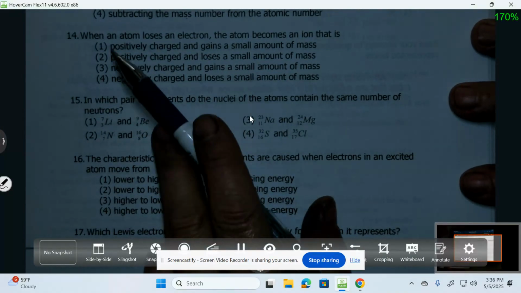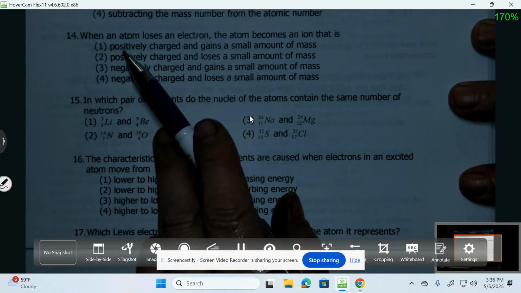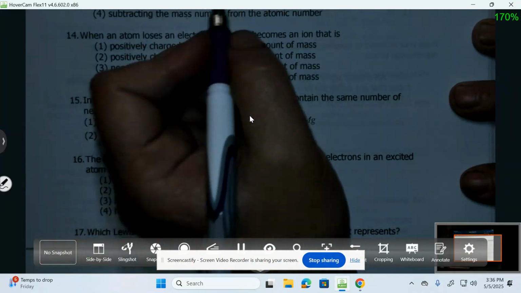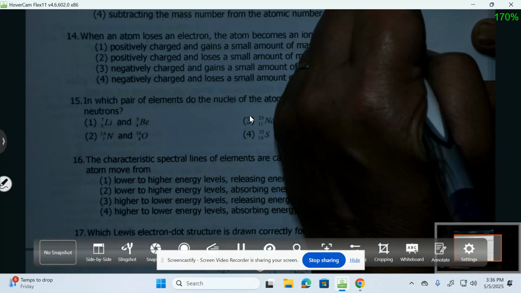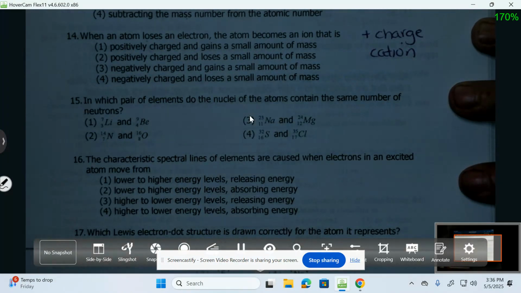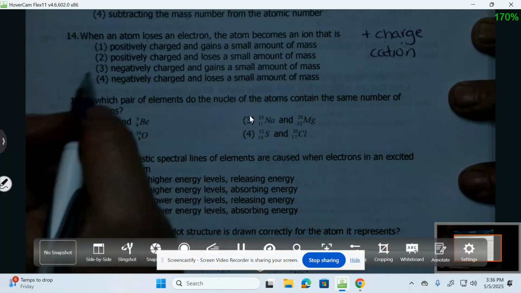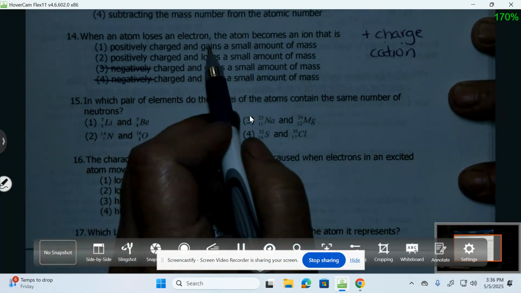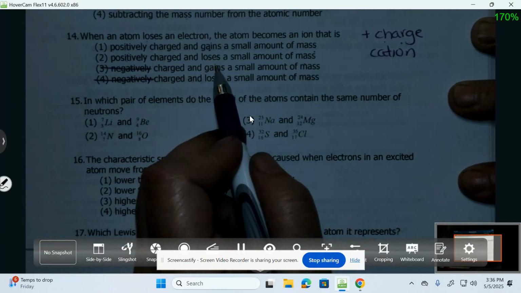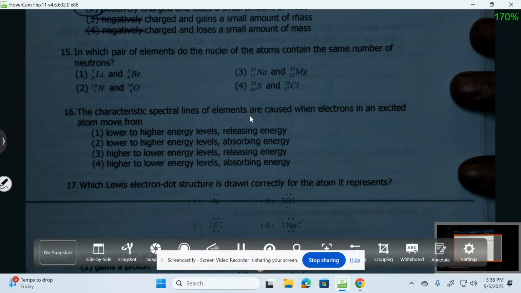Okay, 14. When an atom loses an electron, an atom becomes an ion. When you lose an electron, you become positively charged. And you become a cation. I don't think they ask us about that. And so positively charged can't be this one, can't be this one. Does it gain a small amount of mass or lose a small amount of mass? It's going to lose a small amount of mass because you lost an electron. It's a really small amount of mass.